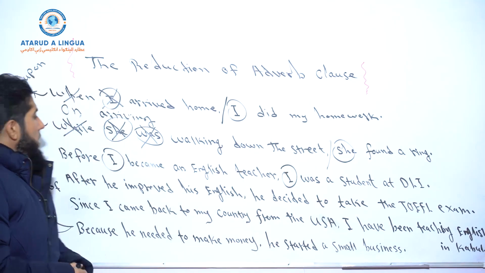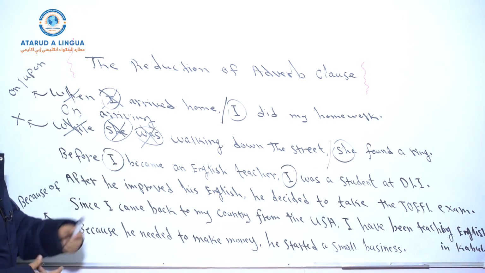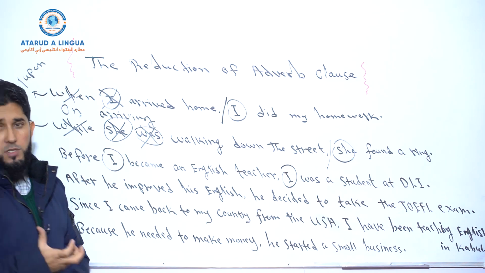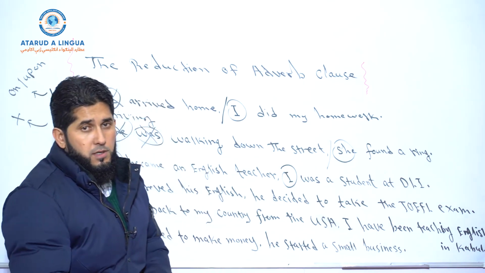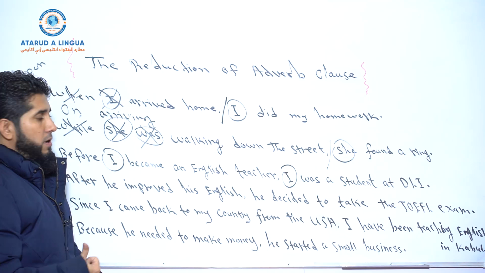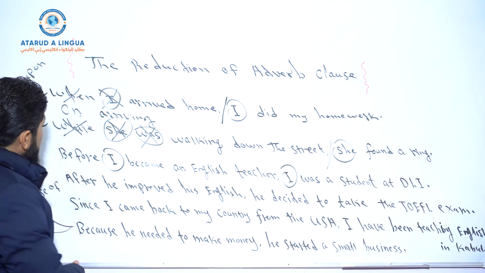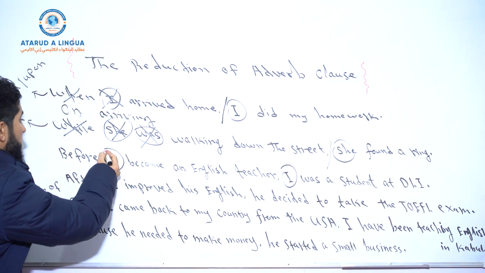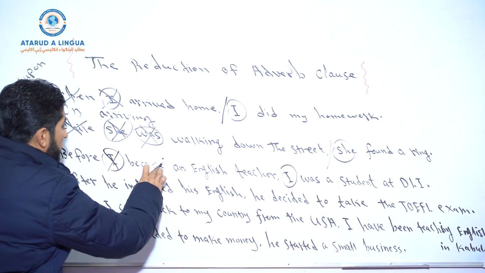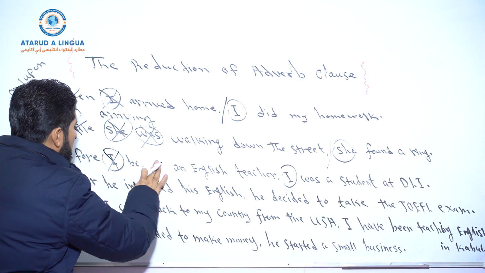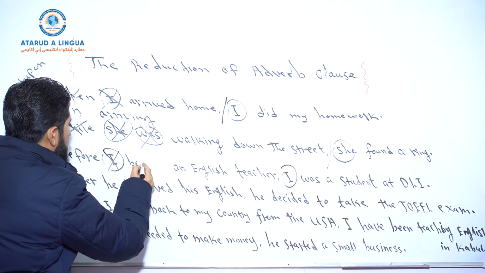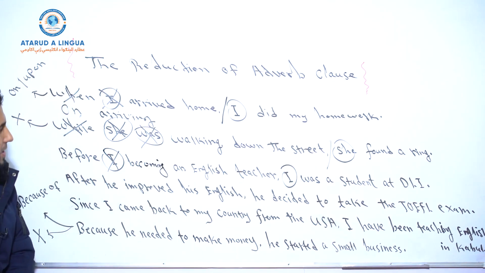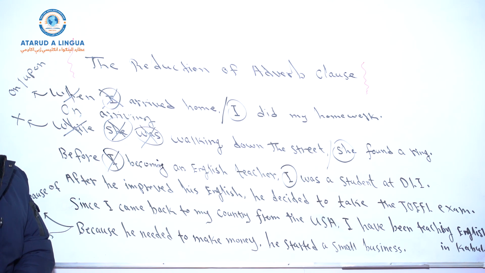Got the point? The same, okay. Before I became an English teacher, I was a student at DLI, Defense Language Institute, located in San Antonio, Texas. So I used to be a student at DLI in 2007. So this example is about me. So what do we do? Remove the subject and change the verb to ing form. "Before becoming an English teacher, I was a student at DLI."